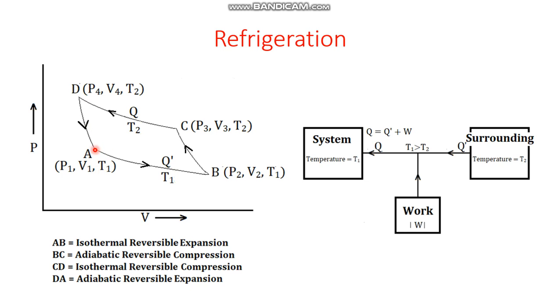And from A to B, the machine is taking up Q prime amount of heat from the surrounding. The second law says that it is impossible for a self-acting machine to take up heat from a body and release it to another body which is at a higher temperature. But here we are making it possible, but we have to provide some work, W amount of work. That work combines with this Q prime amount, and the summation Q prime plus W, which is Q, is being deposited to the system.